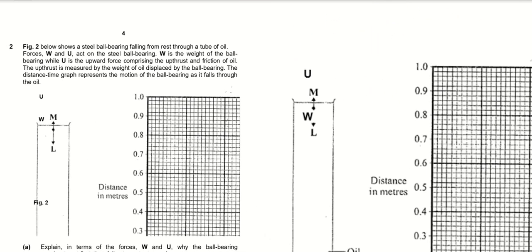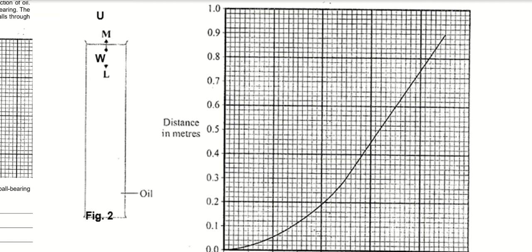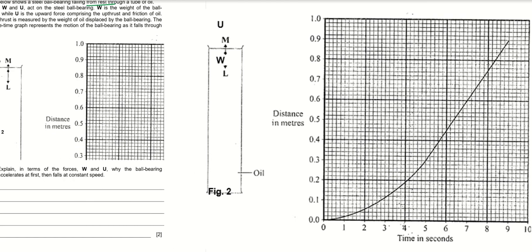Okay, question 2, it shows a steel ball bearing falling from rest. This is important. So u is 0, initial speed is 0, through a tube of oil. Forces W and U act on the steel ball bearing. W is the weight, while U is the upward force. It comprises the upthrust, that means it's thrusting it up, and the friction of oil. Upthrust is measured by the weight of oil displaced by the ball bearing. The distance time graph represents the motion of the ball bearing as it falls through the oil. This doesn't look proper, so I have the picture captured here.